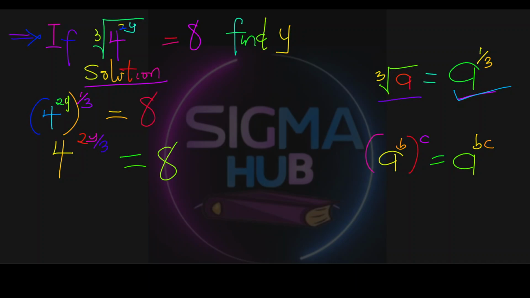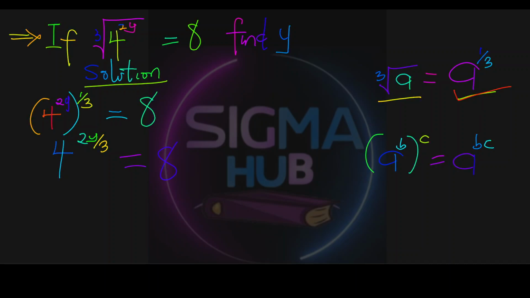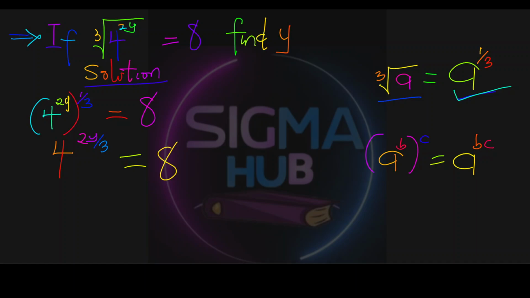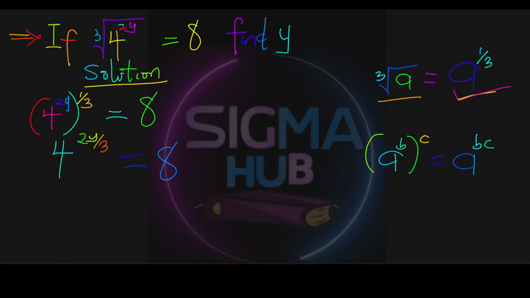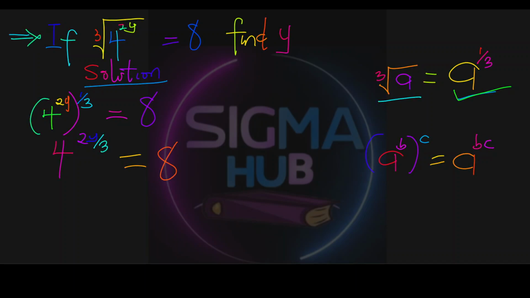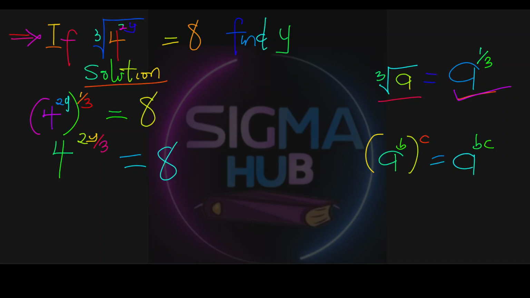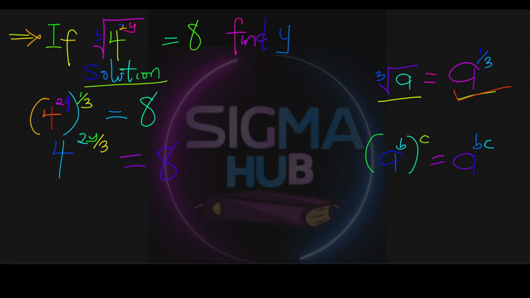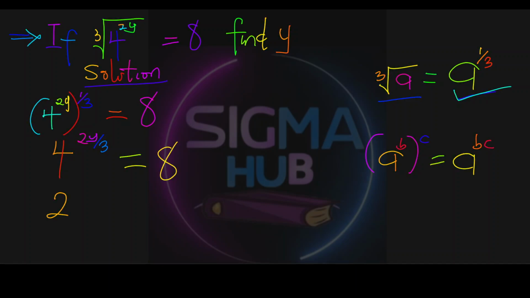And as you can see, the bases there are not the same, because the base on the left hand side is 4, the base on the right hand side is 8. But if you observe, both 4 and 8 share the same lowest common base, which is 2. So I'm going to be converting both of them to their lowest common base, which is 2. So changing 4, we are going to be having 2 raised to the power of 2, because 4 is 2 raised to the power of 2.